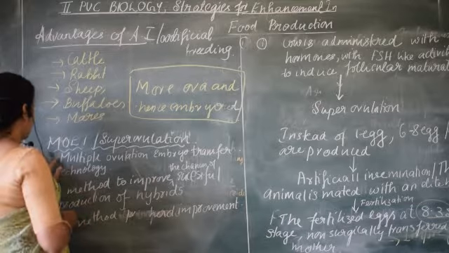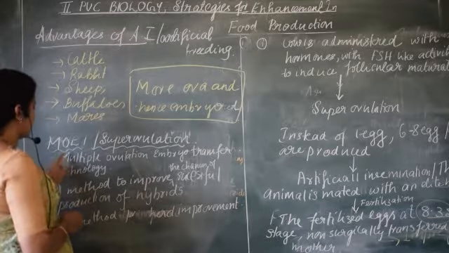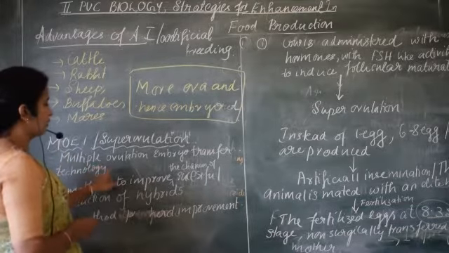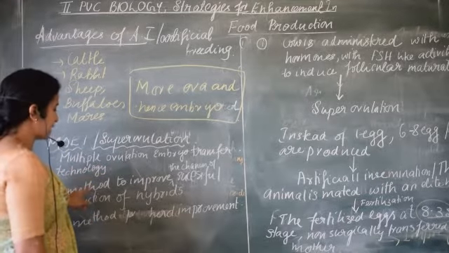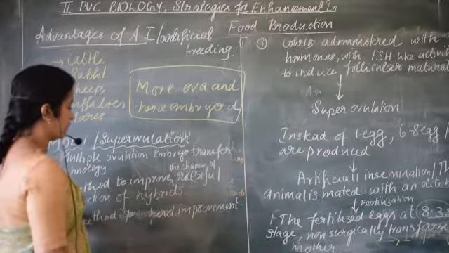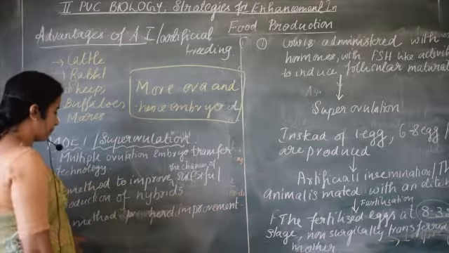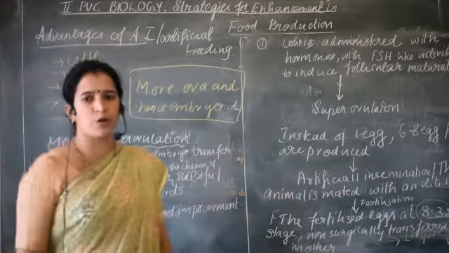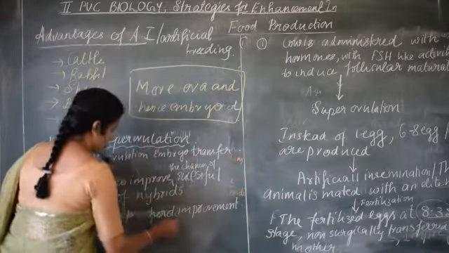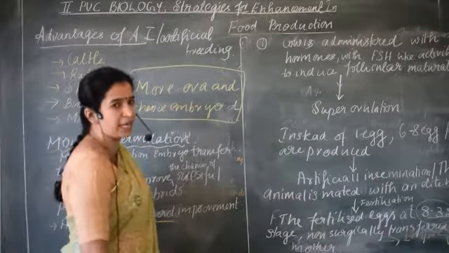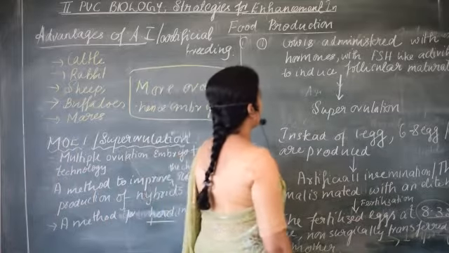Okay. So first step here, MOET, another name is super ovulation. The expansion of these letters is multiple ovulation embryo transfer technology. This method is to improve the successful production of hybrids. This method is used for improving the herd size. To increase the herd size is the main aim or goal of this technique.